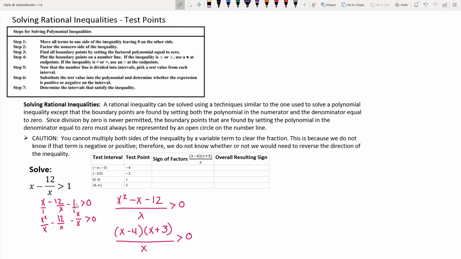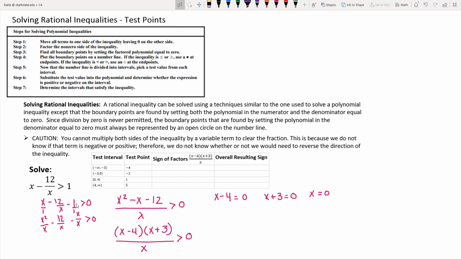And then what I need to do is determine the boundary points. Now the difference between rational inequalities versus polynomial inequalities is the boundary points come from both the numerator and denominator of your rational expression. So where your numerator is set equal to 0 and where your denominator is set equal to 0. So I'm going to take my factors of my numerator, which are x minus 4 and x plus 3, and set each of those equal to 0. And then I'm going to do the same with the denominator. My factor of the denominator is x, and I'll just set it equal to 0.